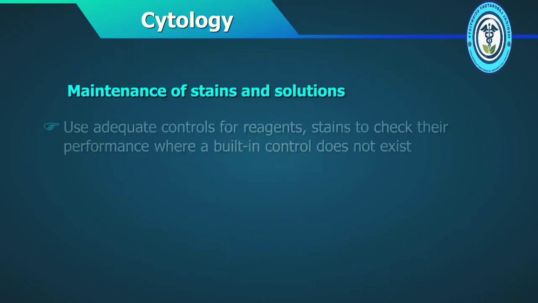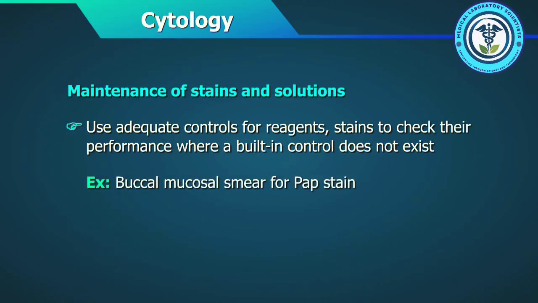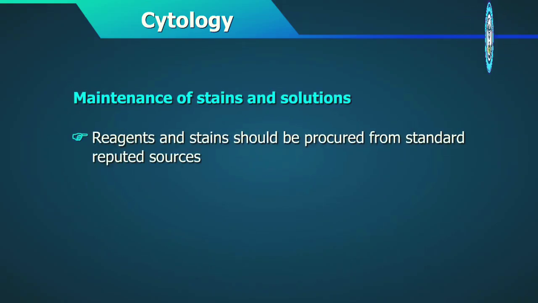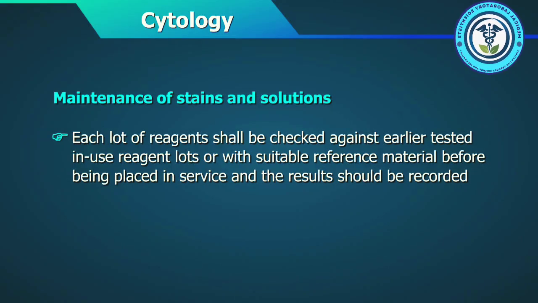3. The laboratory should use adequate controls for reagents and stains to check their performance where a built-in control does not exist. Example, the buccal mucosal smear for Pap stain. 4. Reagents and stains should be procured from standard, reputed sources. 5. Each lot of reagents shall be checked against earlier tested in-use reagent lots or with suitable reference material before being placed in service, and the results should be recorded.